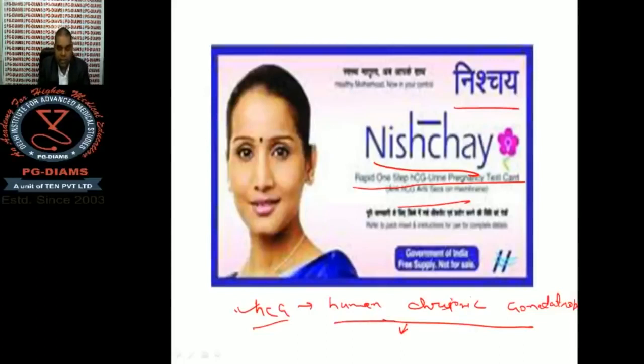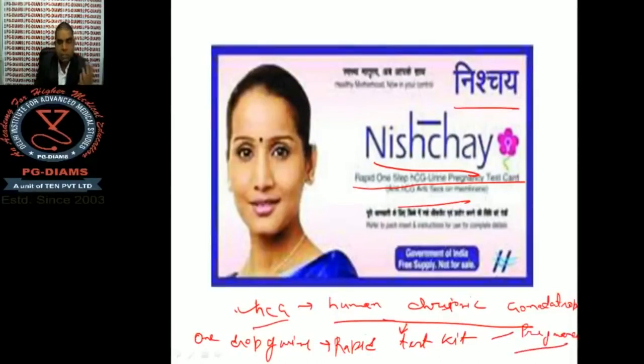This hormone is detected by a rapid test kit, in which one drop of urine is taken, and the rapid test kit detects either pregnancy present or pregnancy absent. If there are two lines, it shows that the patient's urine contains HCG and hence the patient is pregnant, or having a tumor, but mostly it suggests pregnancy. Nishchay is the kit used by ASHA to detect pregnancy at an earlier level.